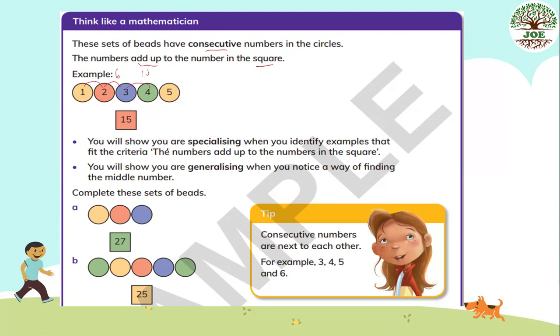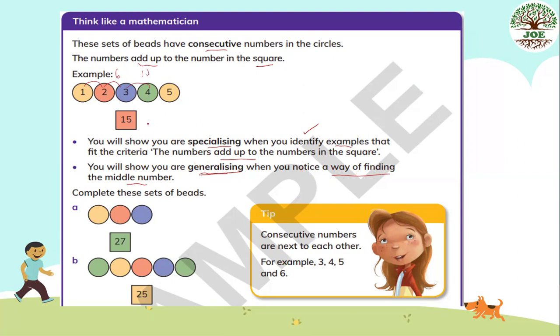You will show you are specializing when you identify examples that fit the criteria: the numbers add up to the number in the square. So here you are specializing. And you will show you are generalizing when you notice a way of finding the middle number. So let's find the middle number.